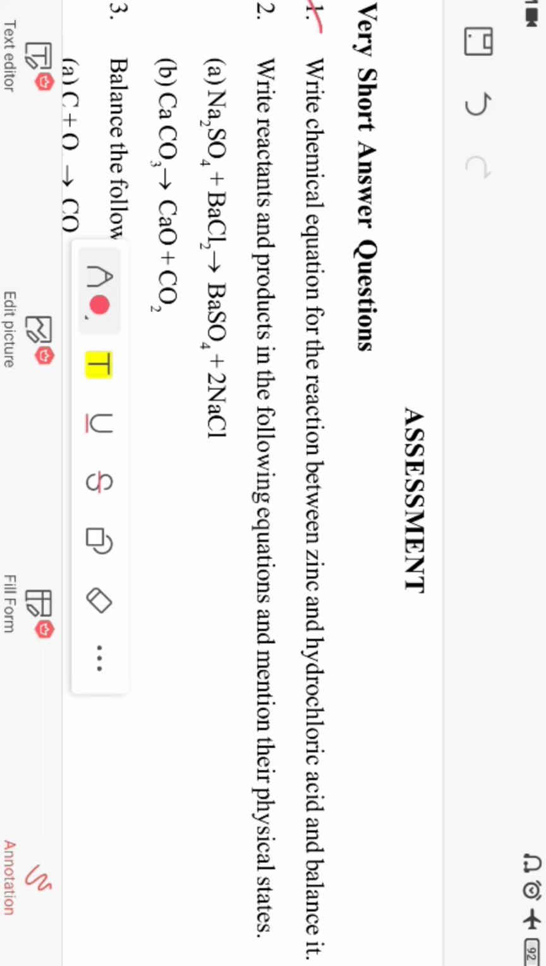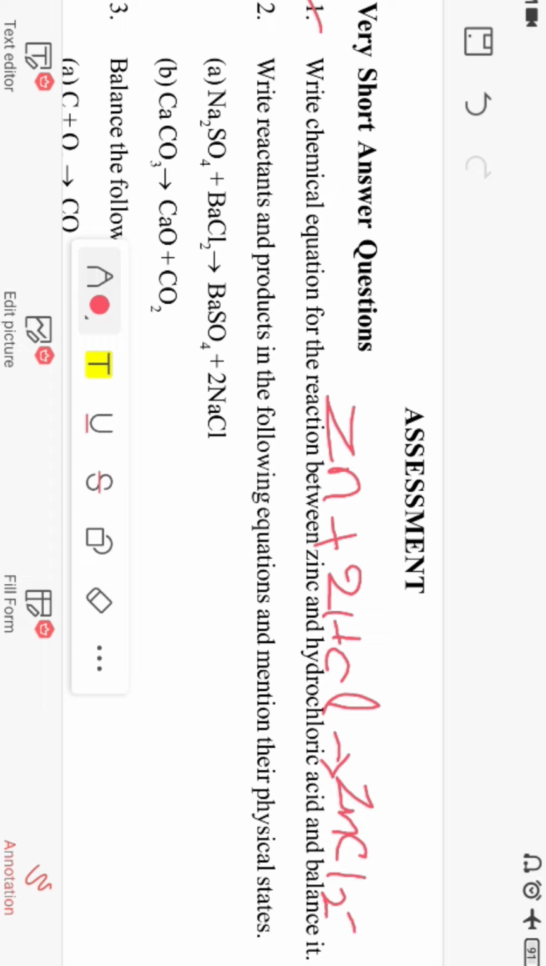plus H2. Here also I will write, that is zinc plus, this is a balanced equation, 2HCl gives rise to ZnCl2 plus H2. So this is the equation and it is a balanced chemical equation. This is 2HCl. Okay, right. Now this is the answer for the first question.